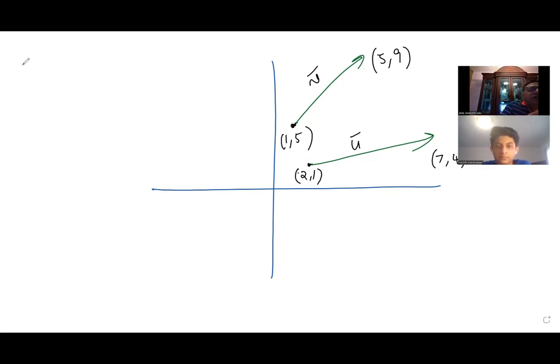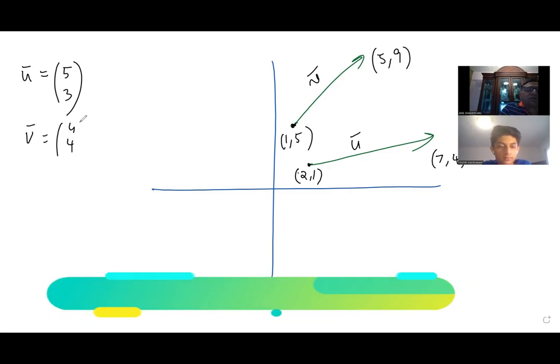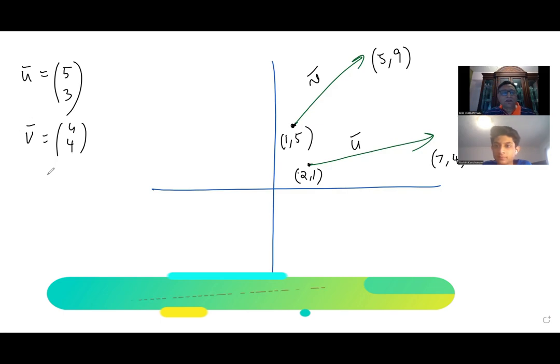So you can write vector u as what? Vector u is 5 and 3, right? I will write it in a column, 5 and 3. And vector v is 4 and 4. So these are my two vectors. So when I say dot product, what we really mean, and I'll show you the operation, is we write a dot, literally. That is the dot product between the two vectors.